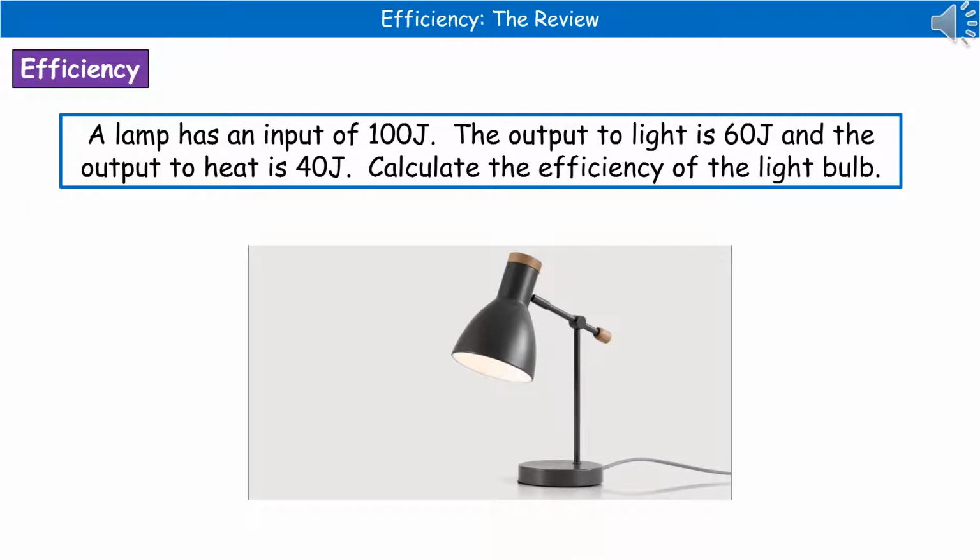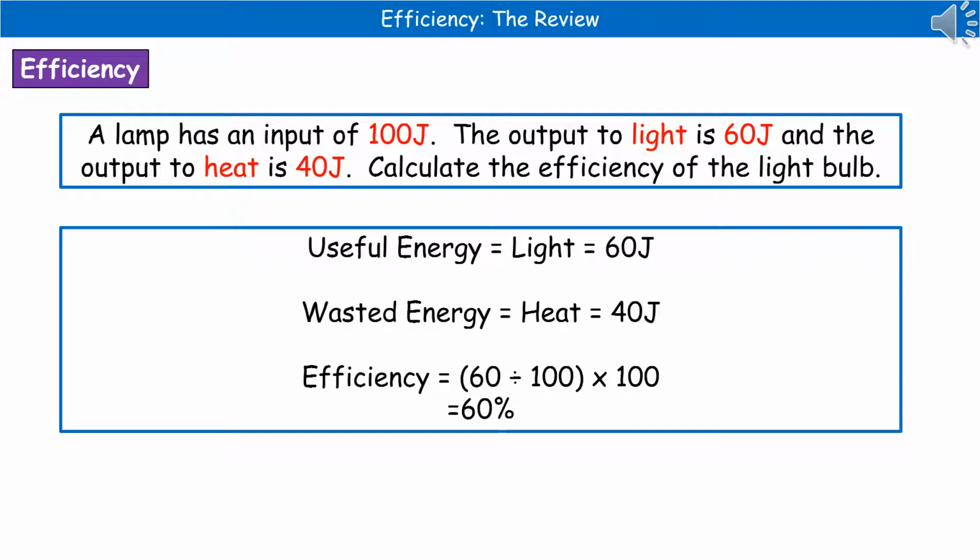The kind of question they could ask you about efficiency is given here. A lamp has an input of 100 joules, the output to light is 60 joules, and the output to heat is 40 joules. Calculate the efficiency of the light bulb. So the first thing that we do in any calculation question is highlight, underline, circle or jot down the key bits of information from the question itself, which I've done in red for you.